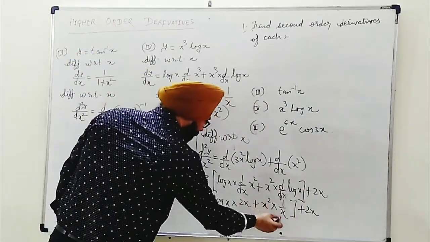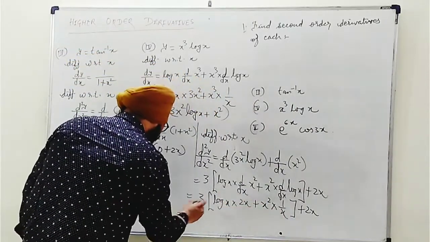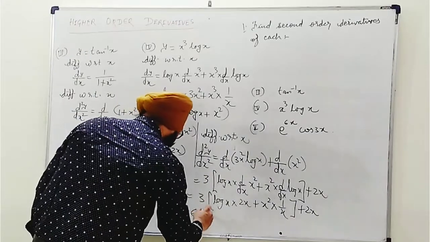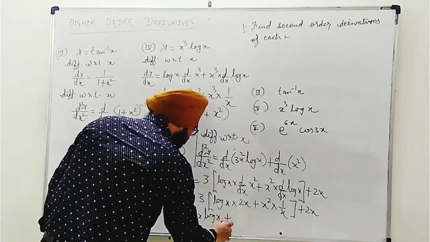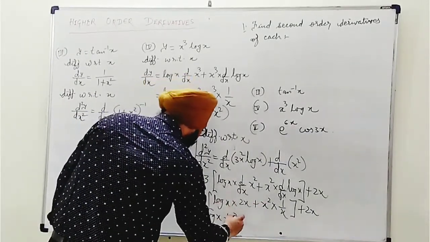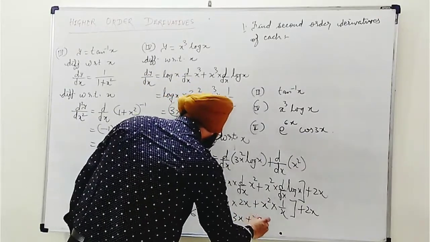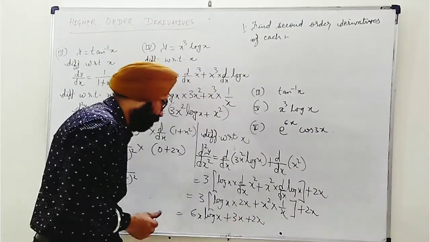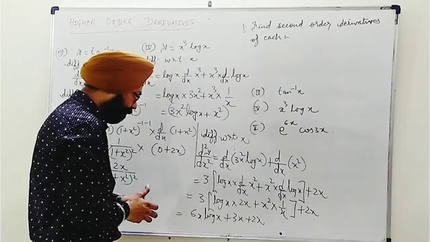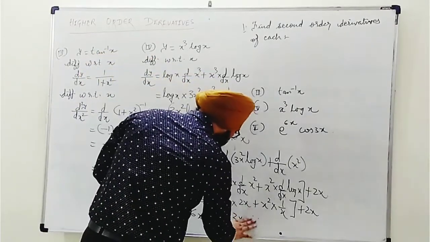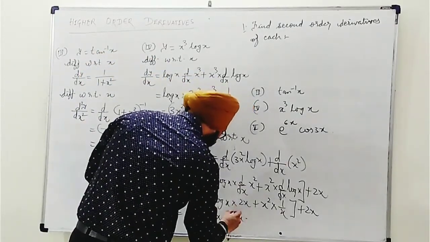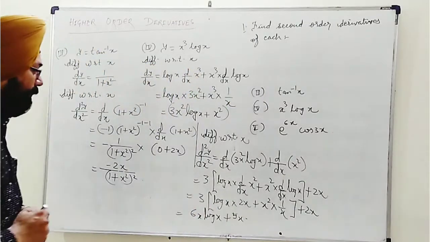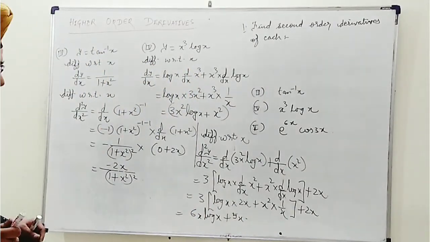This cancellation will make it x only, so finally we get 3 2s are 6x log x plus 3x plus 2x, and these two like terms can be written as, after addition, 5x. So this is the final answer for second order derivative.